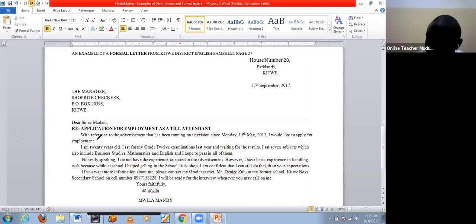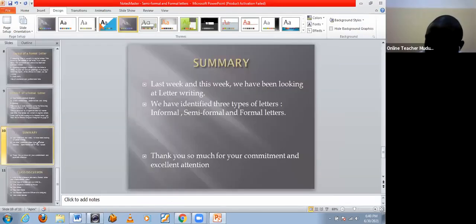There's another hand from Brilliant. Mutare, go ahead. I was kindly asking if you can repeat yourself on semi-formal letter, what it means. Semi-formal letter. So in this case, we'll ask somebody to explain for you. Can we have somebody tell us what a semi-formal letter is?